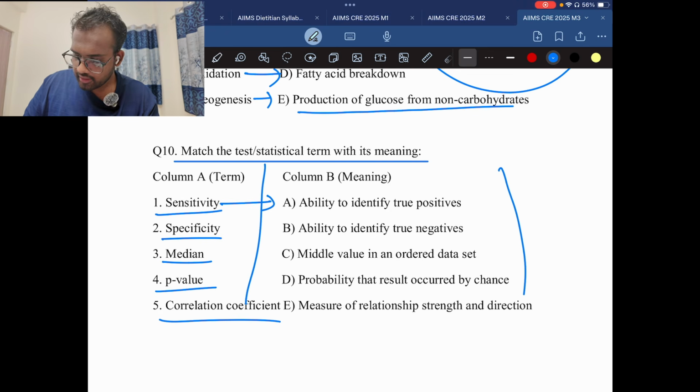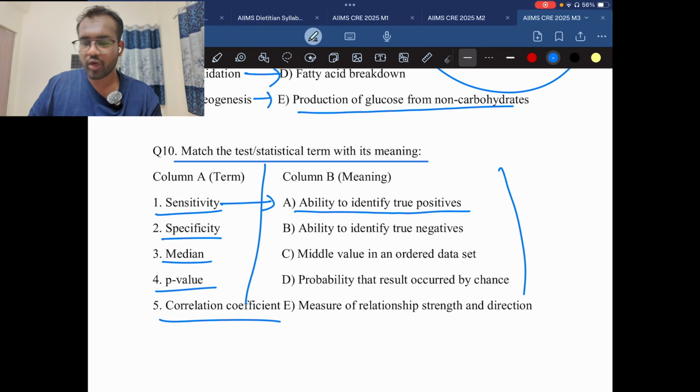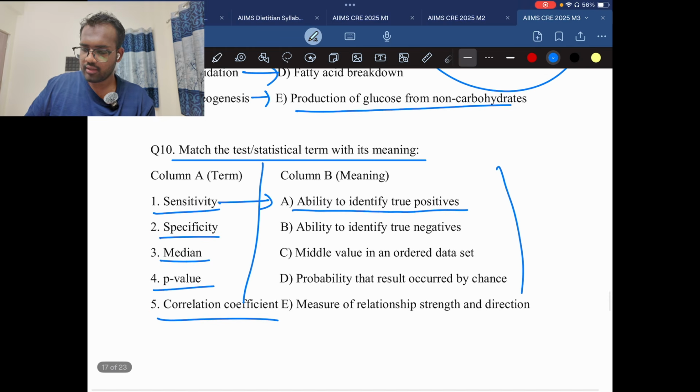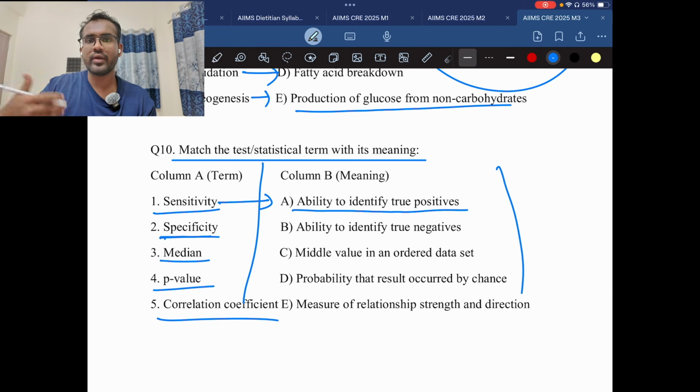You can see here the ability to identify true positives. Always remember, sensitive means positive. You can find the result by just one test. And specificity is the ability to identify true negatives, in the sense the test will find out the negative part. Here sensitivity targets the positive, and specificity targets the negative.